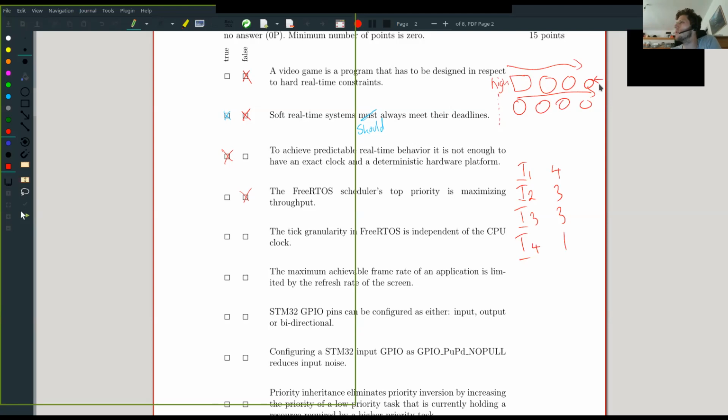I can't remember what it's called, but it sequentially goes through the tasks in the order they were created. That's the specific algorithm, I think, in the FreeRTOS scheduler. So anyway, the tick granularity in FreeRTOS is independent of the CPU clock.